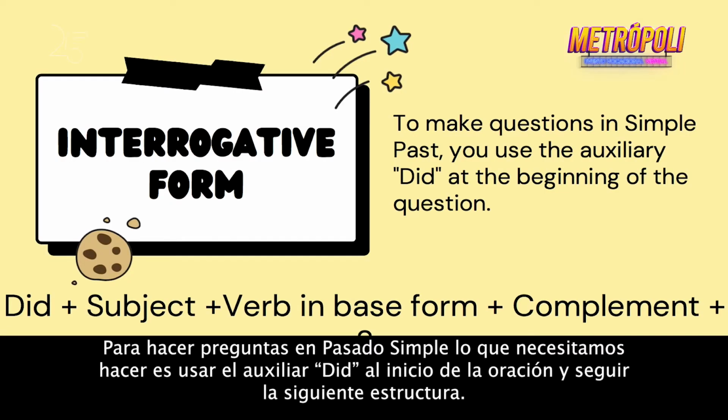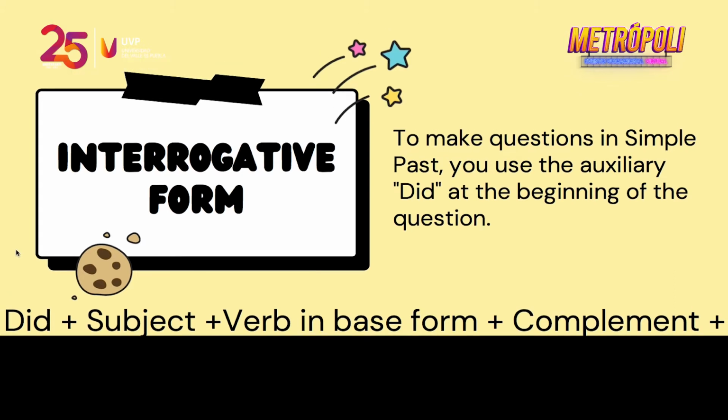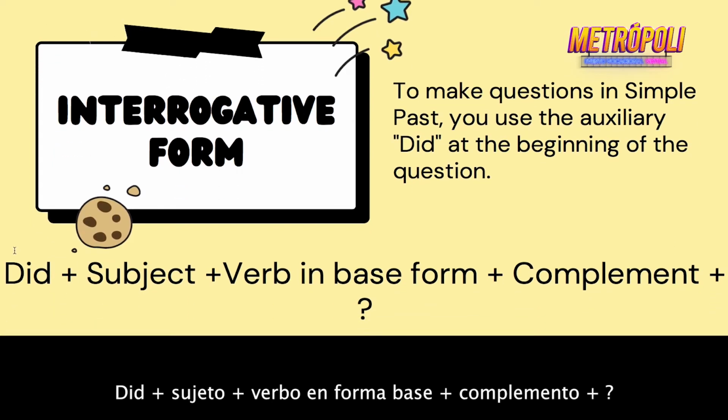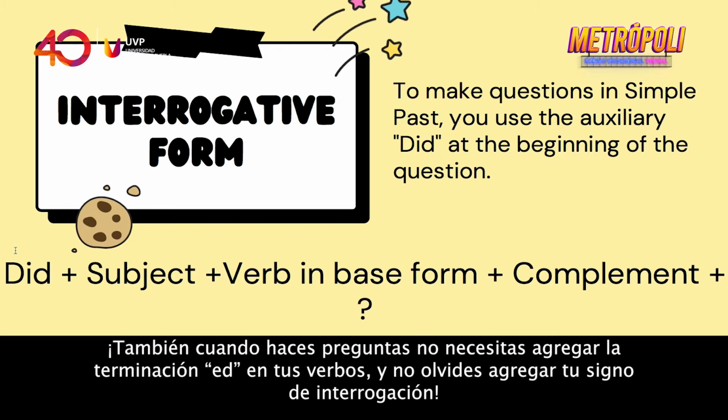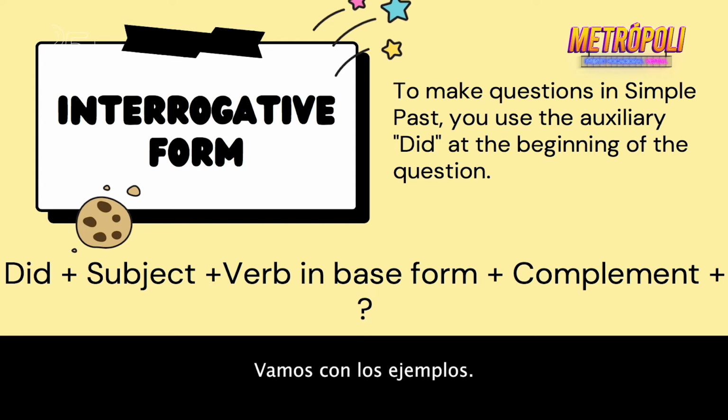To ask questions in simple past, what we need to do is to use the auxiliary did at the beginning of the sentences and follow the next structure. Did plus subject plus verb in base form plus complement. Also, when you ask a question, you don't need to put the ed ending in your verbs, and don't forget to add the question mark. Let's go with examples.